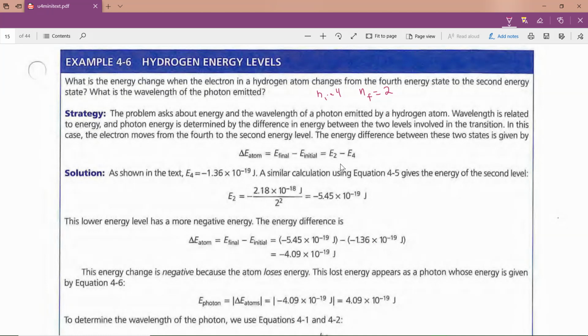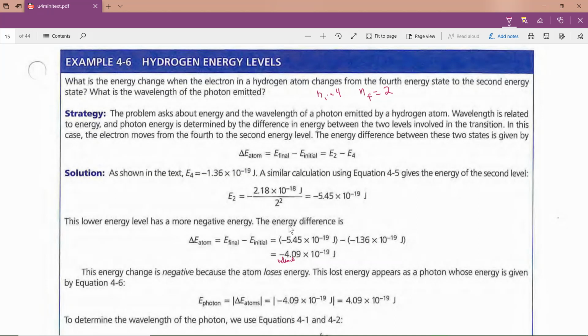Okay, so the energy difference is the second energy level value minus the fourth. The fourth one we already said is minus 1.36 by 10 to the minus 19. The second would be minus 2.18 by 10 to the minus 18 over 2 squared, minus 5.45 by 10 to the minus 19. So the difference, final minus initial, minus 5.45 by 10 to the minus 19, minus minus 1.36 by 10 to the minus 19. And you see that this is a release of energy. How much? 4.09 by 10 to the minus 19 joules is released. This energy change is negative because the atom loses energy.